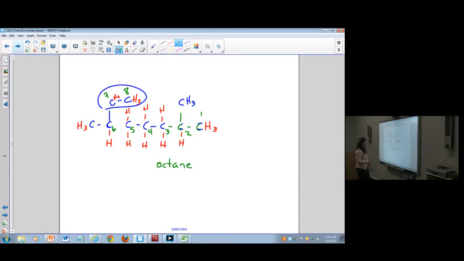Now I need to number. And so I know there's a methyl group on carbon 2, and there's a methyl group on carbon 6. So I would call this 2,6-dimethyl. I need the di to indicate there's 2 methyl groups, and they're located at carbon 2 and carbon 6.